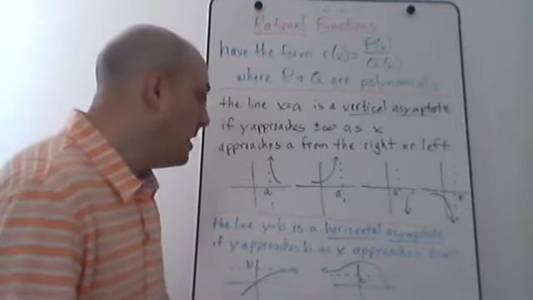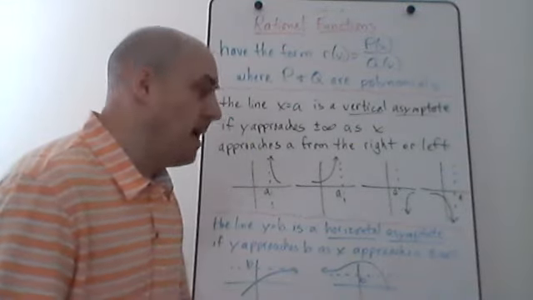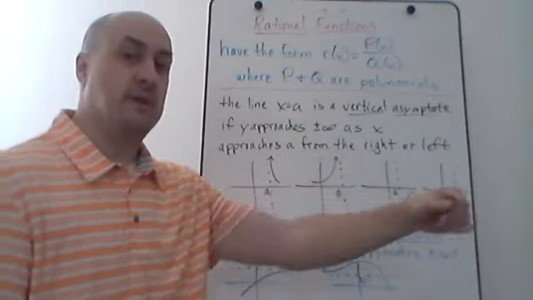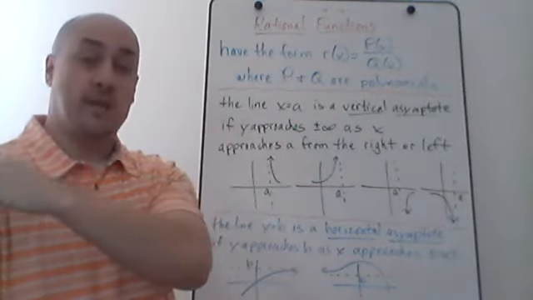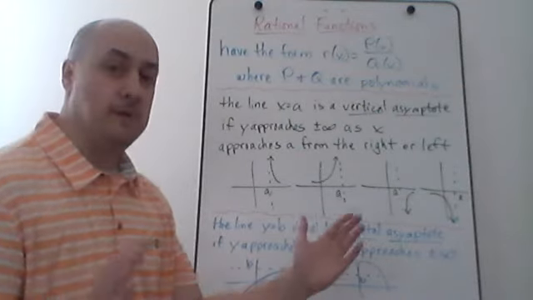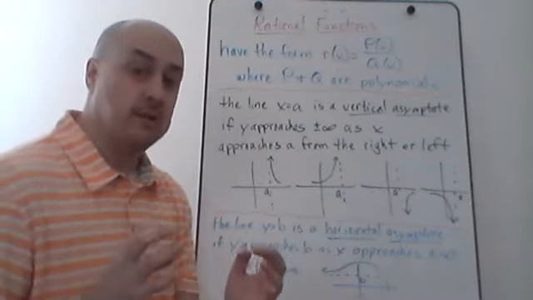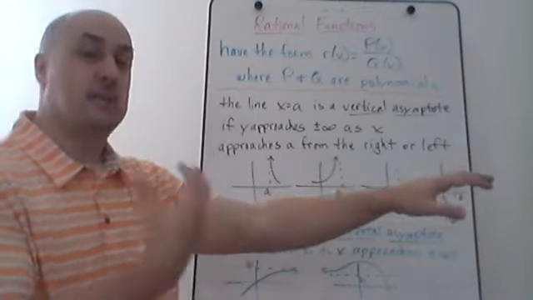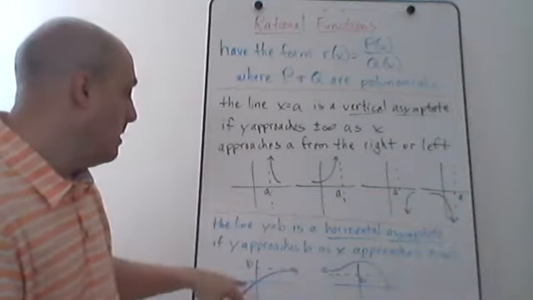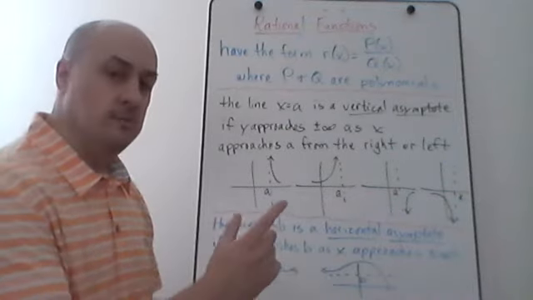So horizontal asymptotes are all about what happens either far off on the right as x approaches positive infinity, or far off on the left as x approaches negative infinity. The horizontal asymptotes have nothing to do with what happens for finite values of x. It's only as x approaches positive or negative infinity, way out at either end of the graph. So it can go in one way or the other.